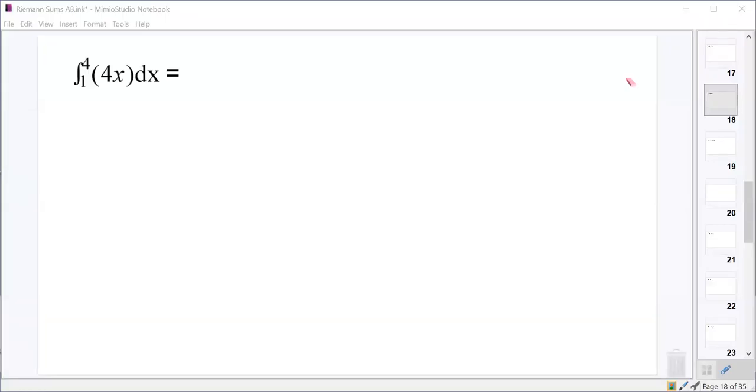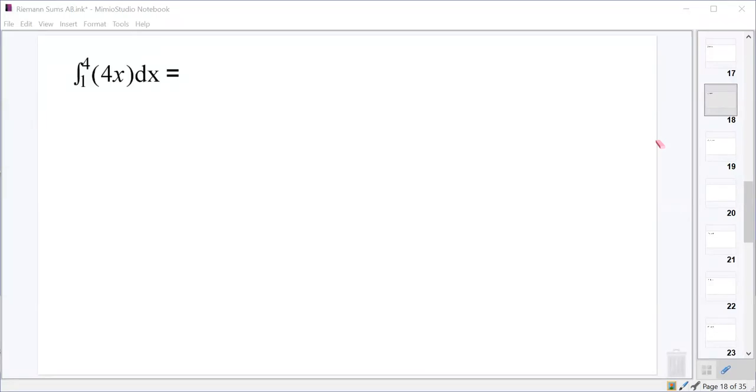So we're looking at the integral from 1 to 4 of 4x dx. And so first off, this is asking us for the area underneath the curve, or the area between the curve 4x and the x-axis from x equals 1 to x equals 4.